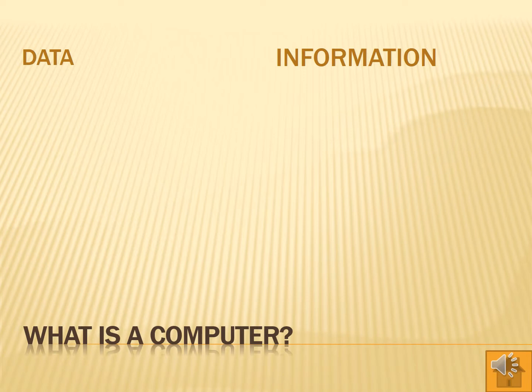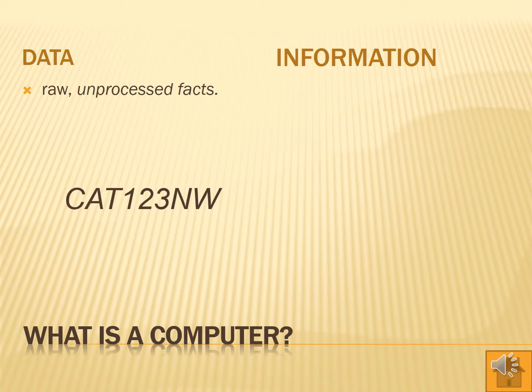Data is the raw, unprocessed facts. For example, if you look at a number plate of a car and the number plate says CX1234, all of that is telling you is it is some numbers. It doesn't mean anything to you. It is purely unprocessed information. So there is an example of a registration number of a car.